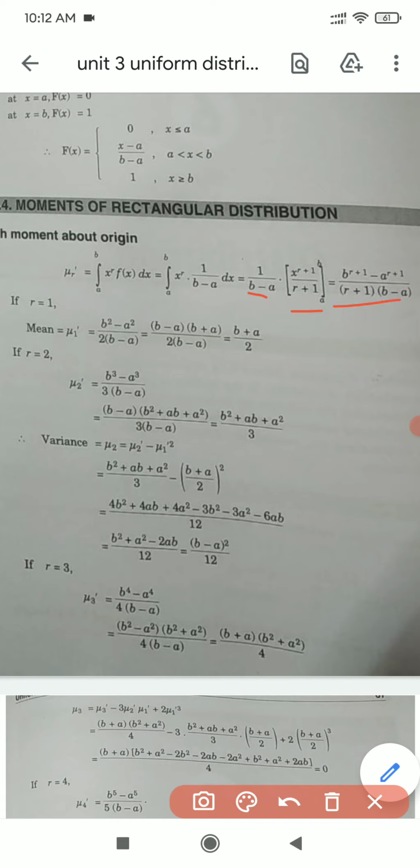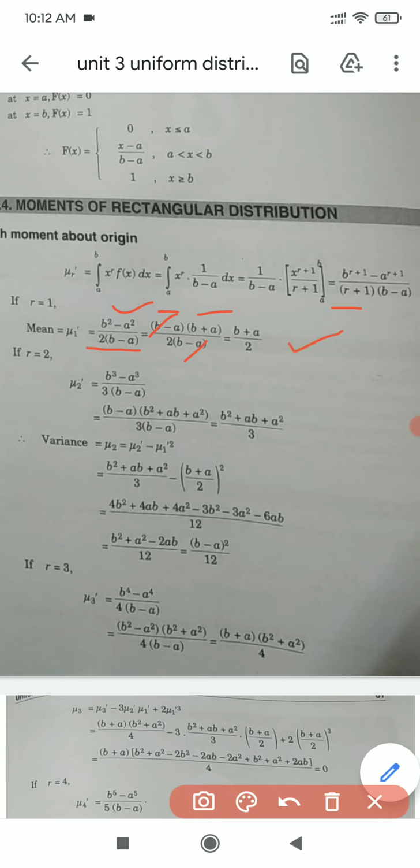Now if we substitute r is equal to 1, it will be b square minus a square by, r plus 1 is 1 plus 1 is 2, 2 into b minus a. Now b square minus a square is nothing but b minus a into b plus a. We can cancel this b minus a and b minus a. We will be left with b plus a by 2.